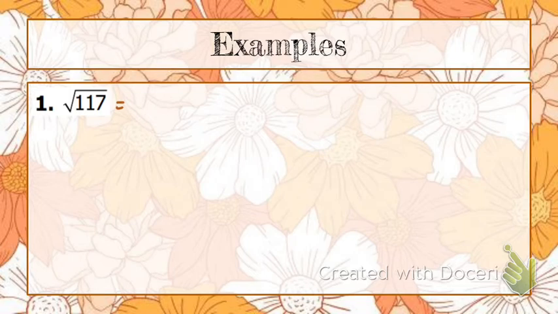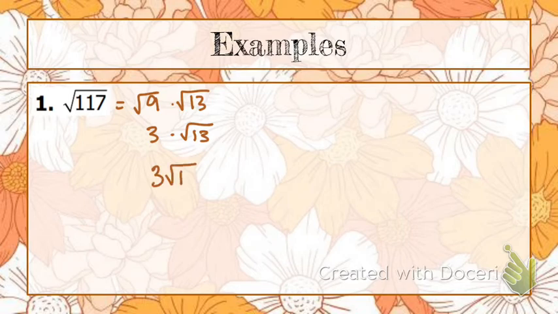So if you look at that list we made, the 1, 4, 9, 16, 25, etc., the biggest number on that list that you can divide into 117 evenly is 9. And 9 goes into 117 13 times. So we can break this up to say the square root of 117 equals the square root of 9 times the square root of 13. And then we're going to simplify. We know that the square root of 9 is equal to 3, and the square root of 13 cannot be divided by any more perfect squares, so it can't be simplified. And we are just going to get for our answer 3 square root of 13. Okay?